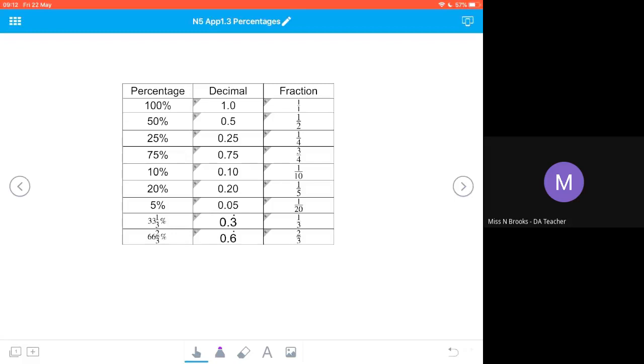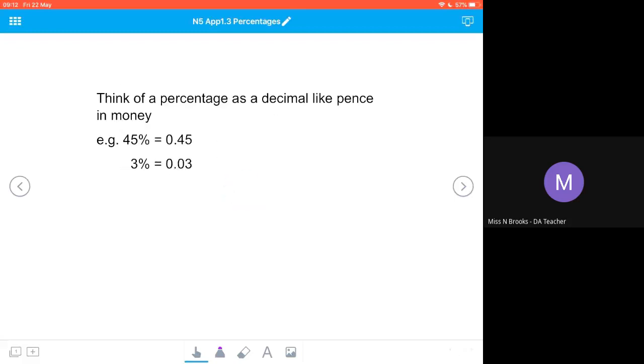So think of a percentage as a decimal like pence in money. So 45% equals 0.45, so it's like 45p. 3% would be 0.03, so it'd be like 3 pence.